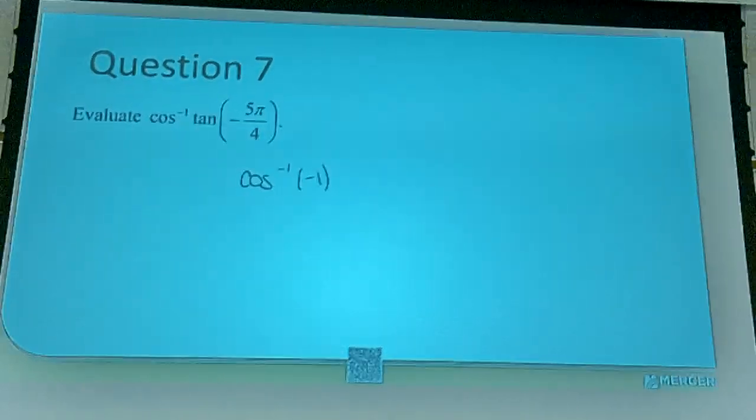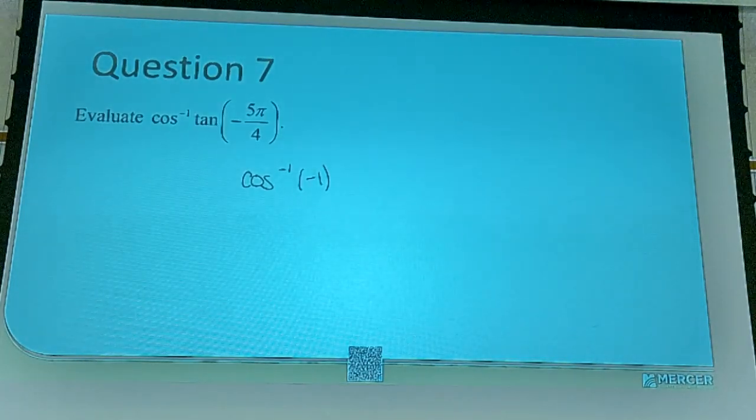And that's just the inverse cosine of -1. What is the inverse cosine of -1? And again, what is the range of the inverse cosine? 0 to pi. From 0 to pi, where's cosine equal to -1?